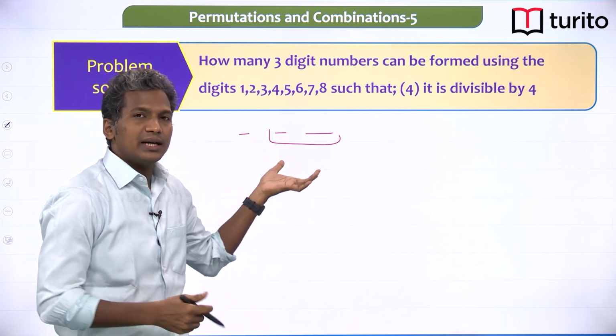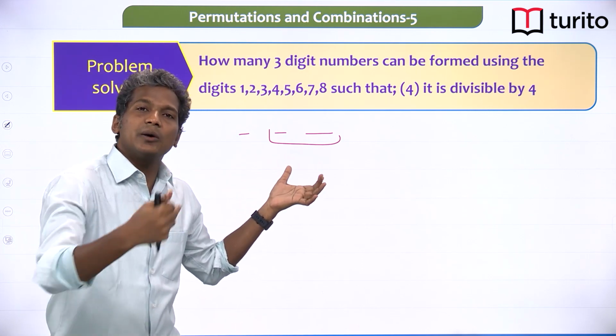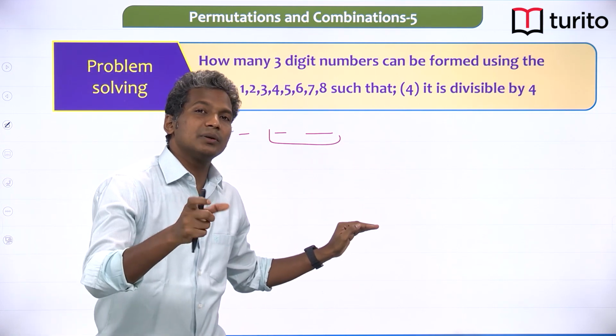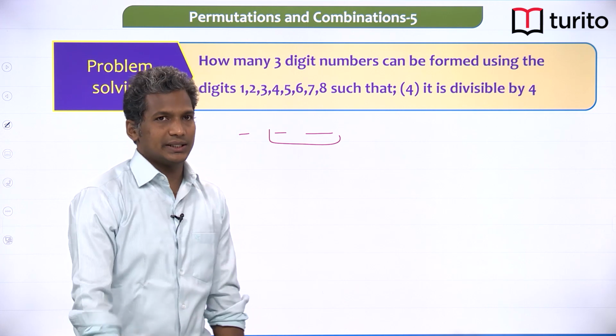Now, to understand the main pattern, let us observe some patterns. Okay. So let me list down some numbers which are already divisible by 4 and see how the pattern is there. Okay.